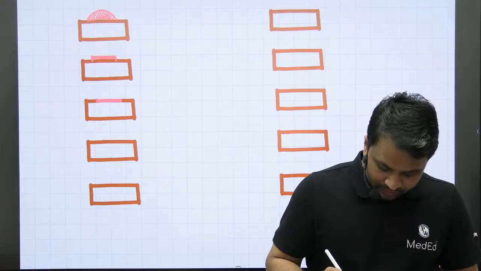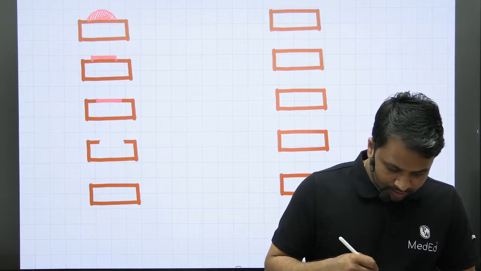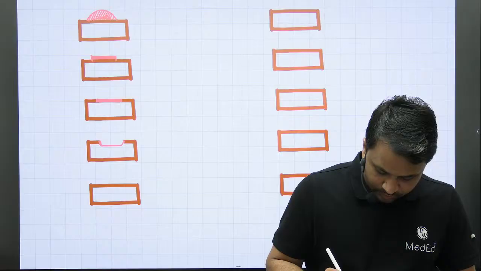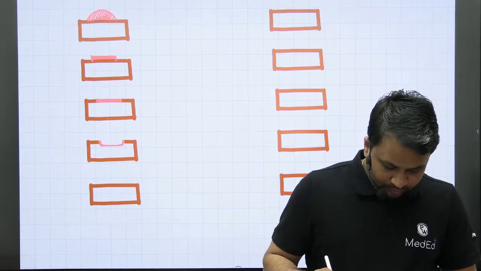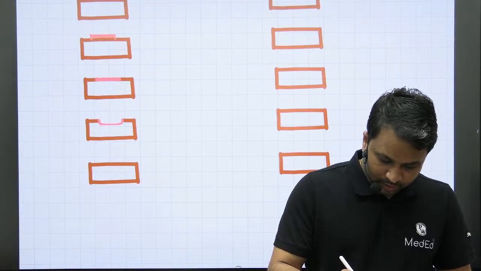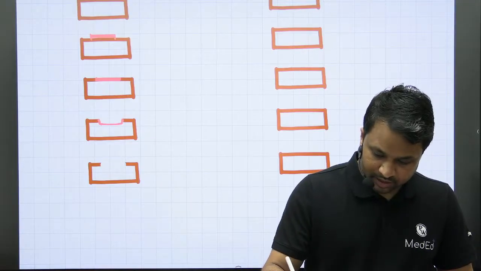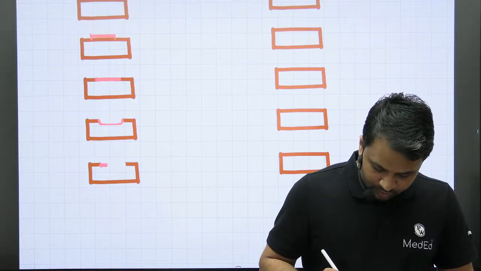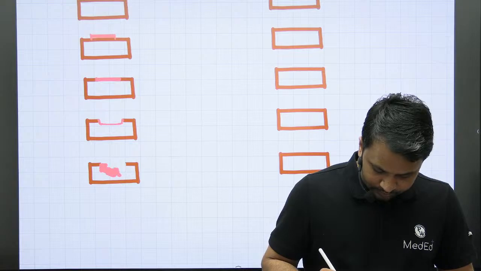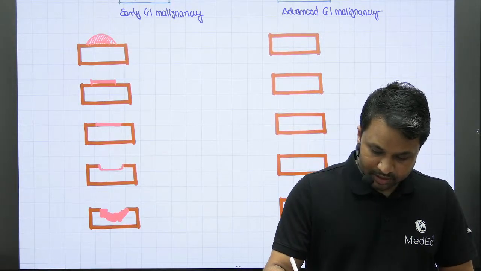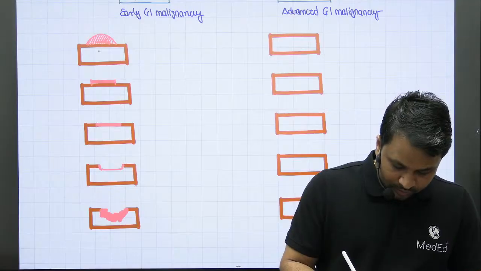In type 4 variety, you see there is an ulcer being formed, but this is only just depressed. So the small ulcerated form which is here. And the next variety is going to be completely digging in, which is called an excavated variety. See, it is going to be like this. This is excavated.